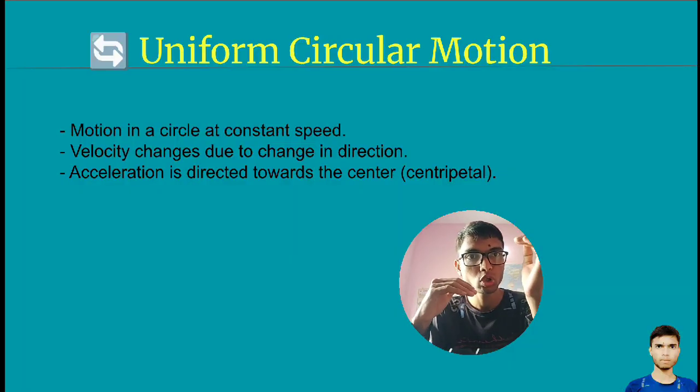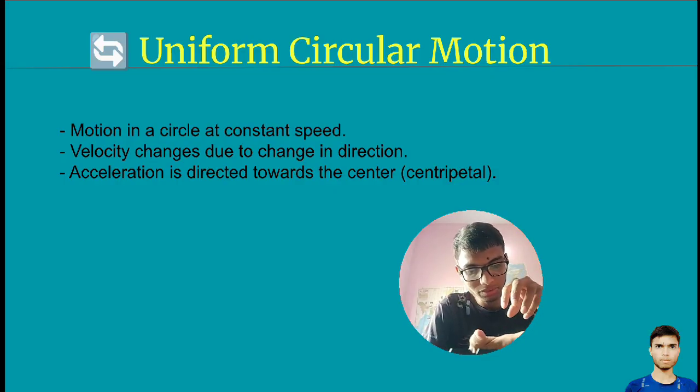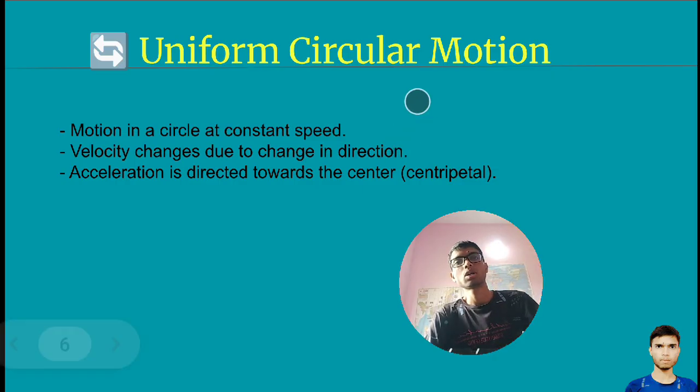Now from here you can understand non-uniform circular motion. Remember, if an object is moving in circle shape and the speed is not fixed, the speed is increasing or decreasing, then that type of motion will be considered as non-uniform circular motion. Clear? Now acceleration is directed towards the center.